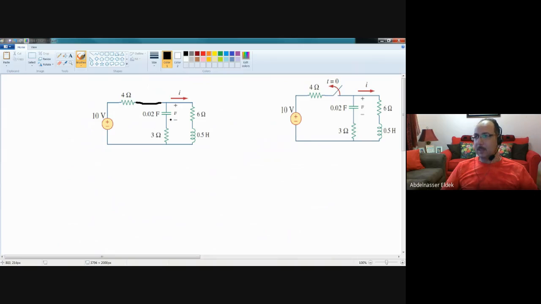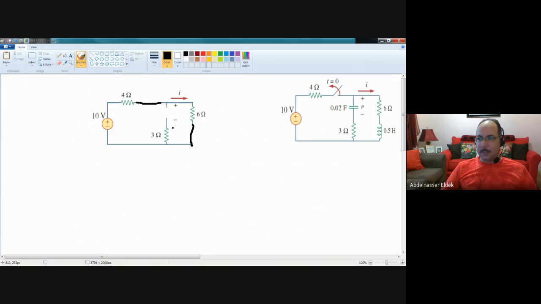When it is on, the capacitor is open circuit because this is a DC. The capacitor is open circuit, so this is open circuit. And the inductor is short circuit. So here it is. The inductor is short circuit and the capacitor is open circuit.